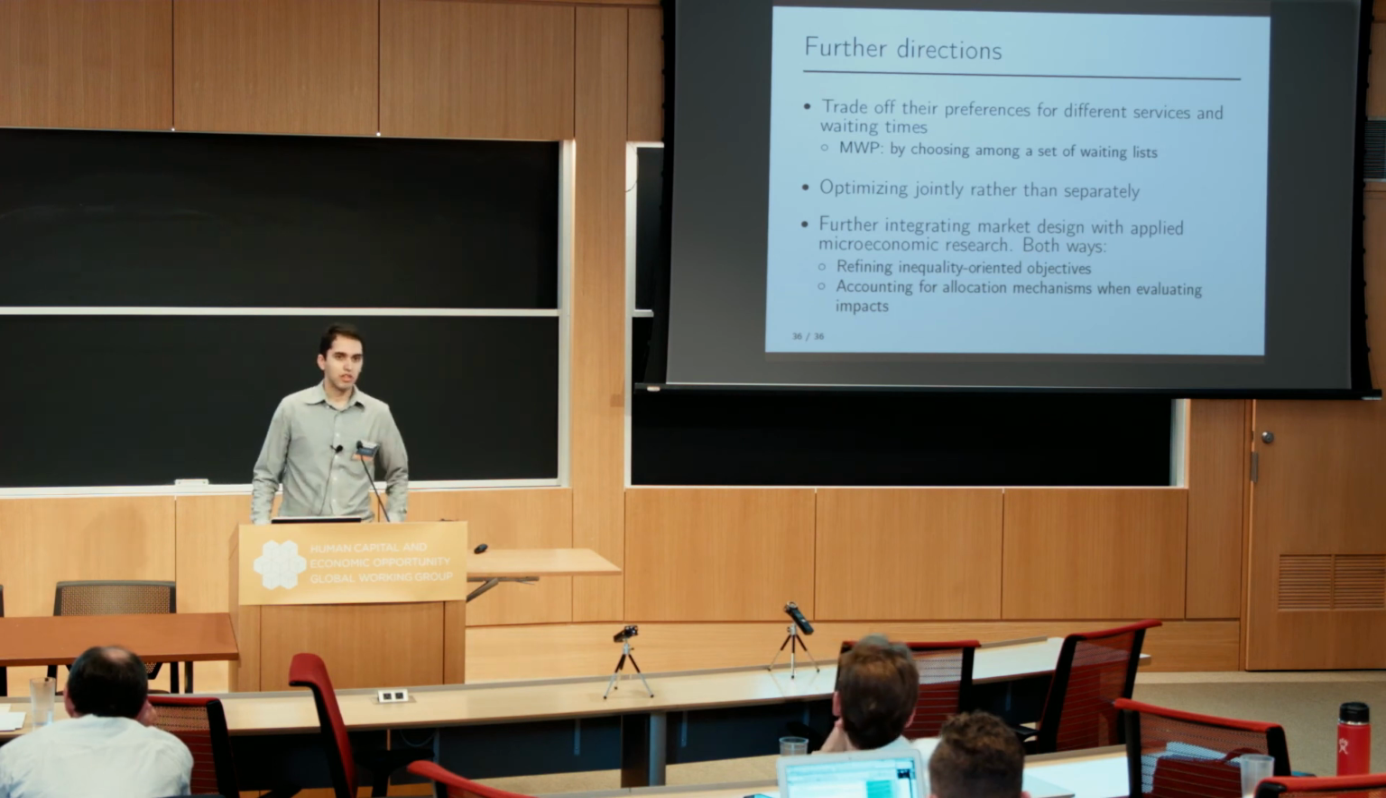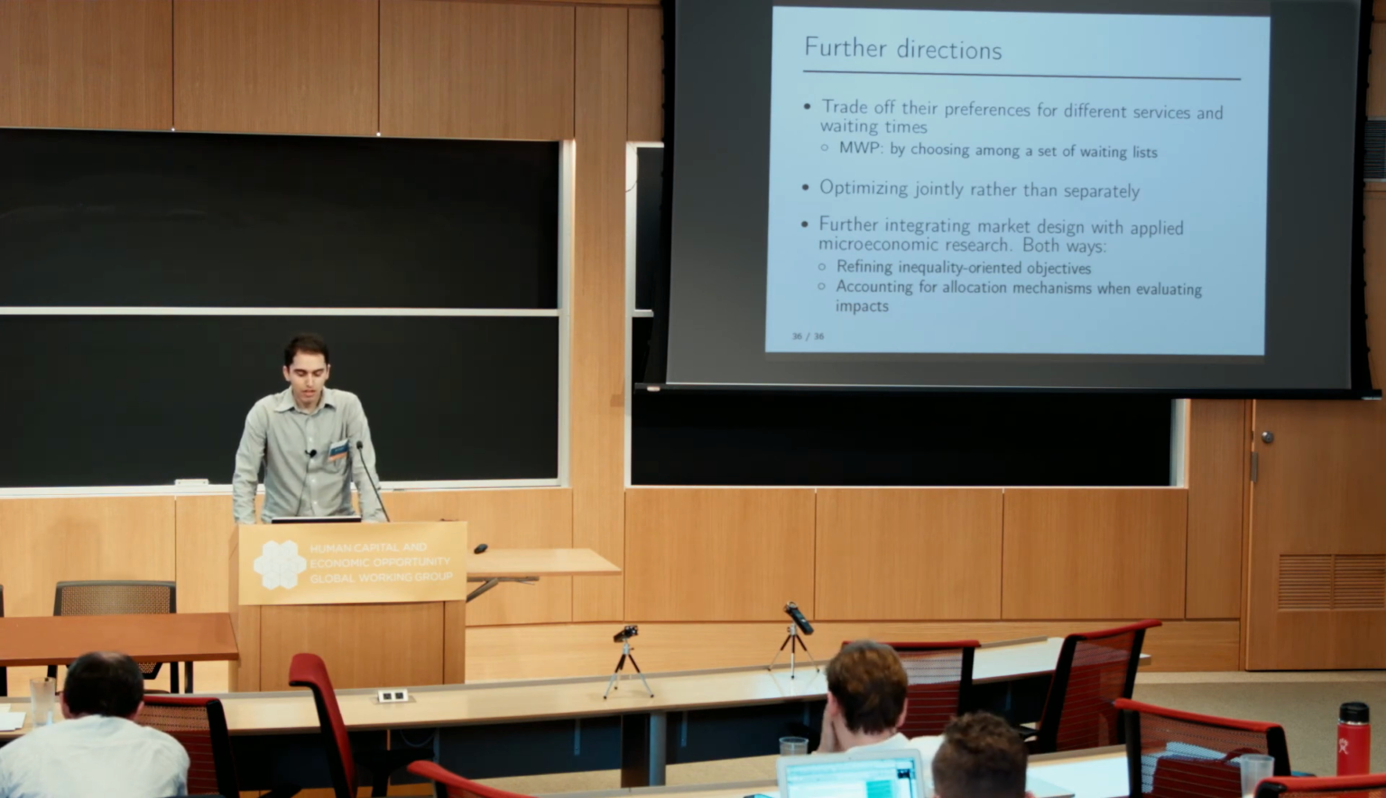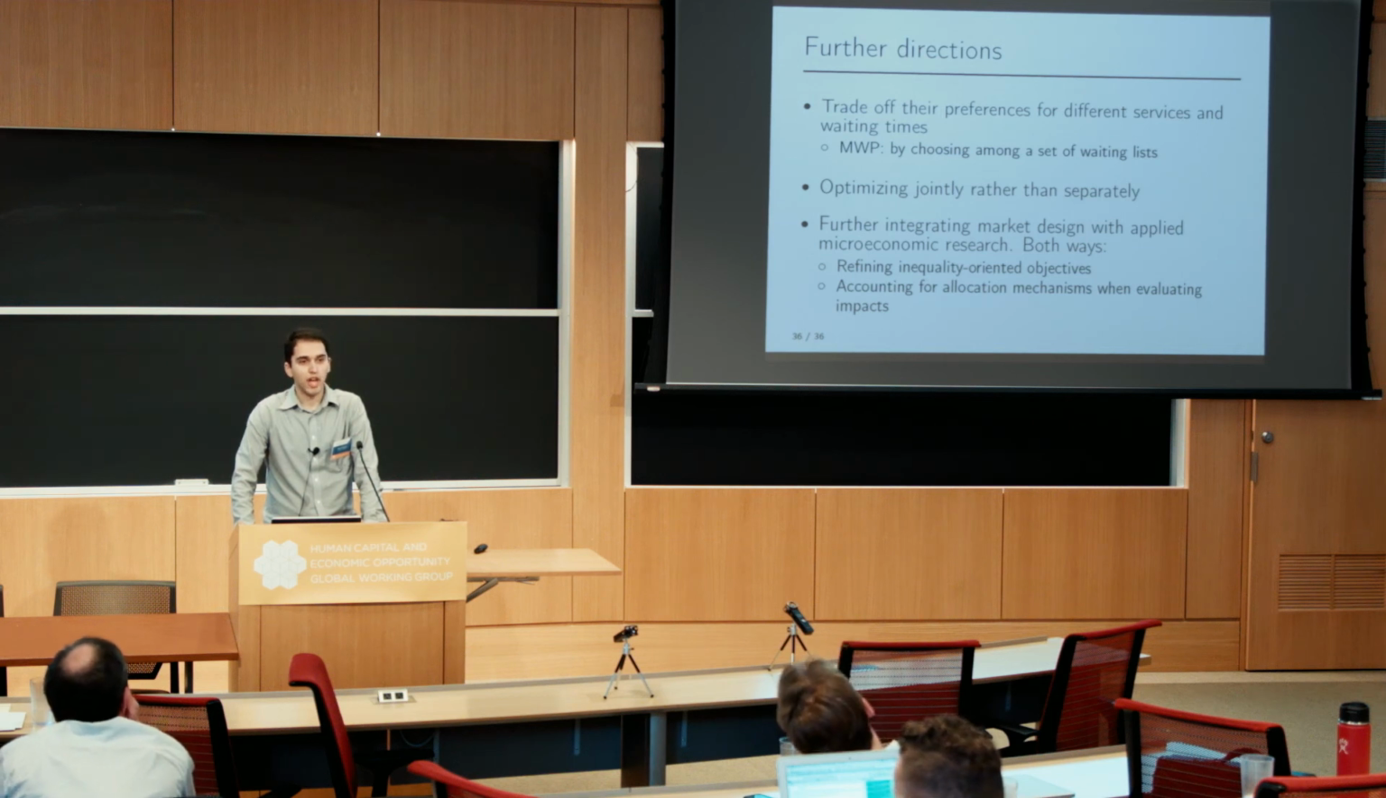And so what I wanted to spend the last couple of minutes commenting on is what sort of future directions we can go with, and what sort of lessons we can learn from this type of allocation problem for market design. And the first thing that I wanted to comment on is this idea of trading off preferences for different services and waiting time. So in terms of building assignment, that's crucial, and that's what I focused on in the paper that I presented. But of course, it also applies to different social services like vouchers versus public housing.